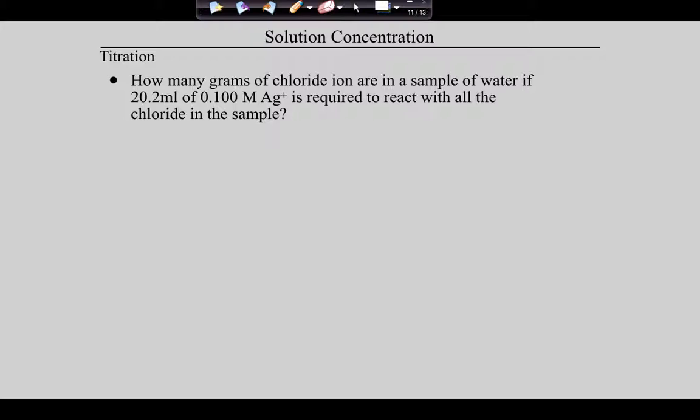So, guys, first of all, let's do this. As we read the problem, the question says, how many grams of chloride ion are in a sample of water if 20.2 milliliters of 0.1 molar silver ion is required to react with all the chloride? Well, guys, based upon that, and some of you right now, the wheels are churning, we have enough information in order to answer the question. But to do so, guys, I would propose that it might be helpful to draw ourselves a picture, shall we?